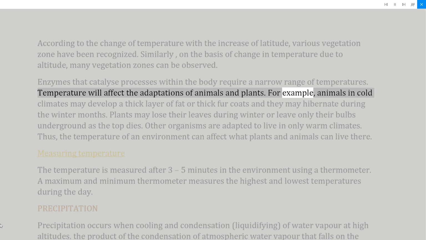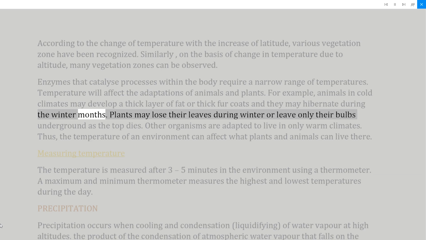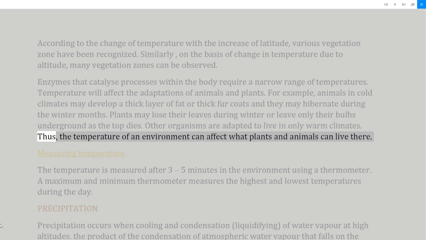For example, animals in cold climates may develop a thick layer of fat or thick fur coats, and they may hibernate during the winter months. Plants may lose their leaves during winter or leave only their bulbs underground as the top dies. Other organisms are adapted to live in only warm climates. Thus, the temperature of an environment can affect what plants and animals can live there.